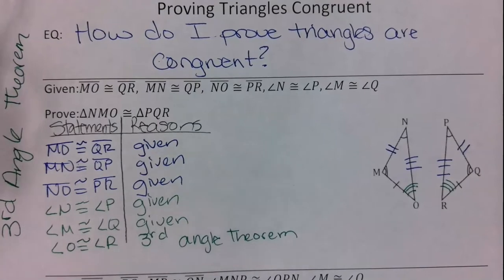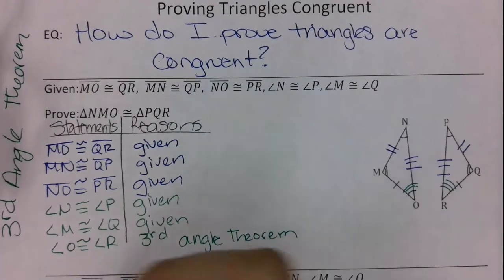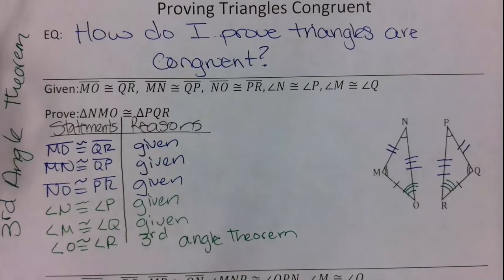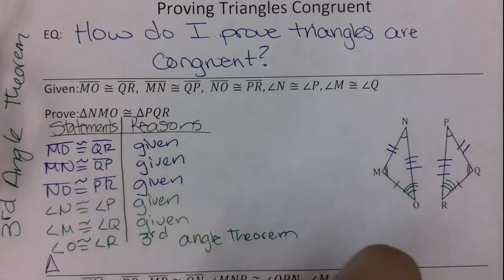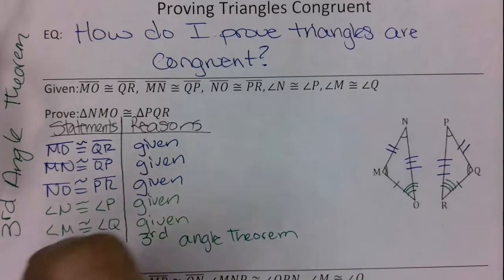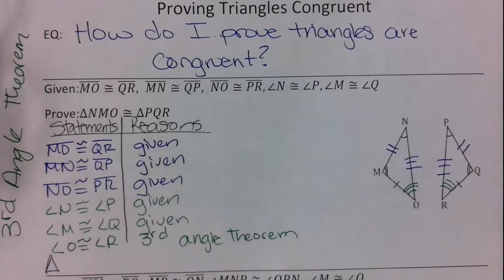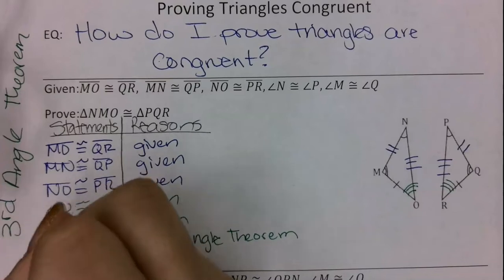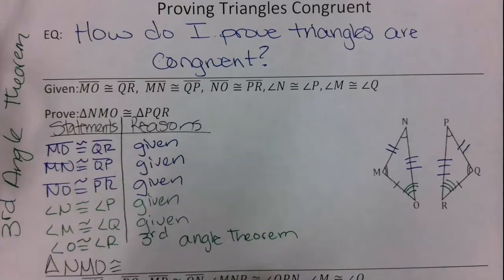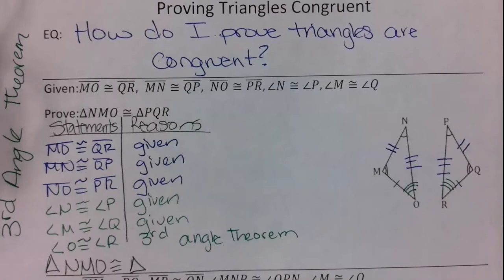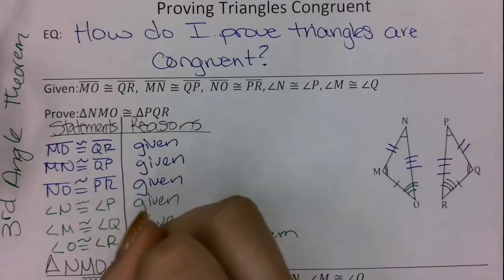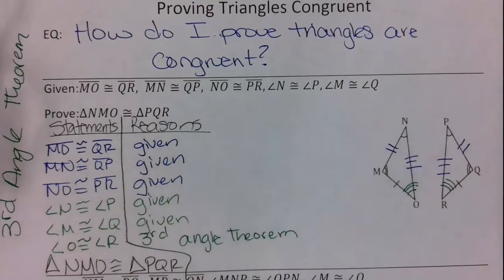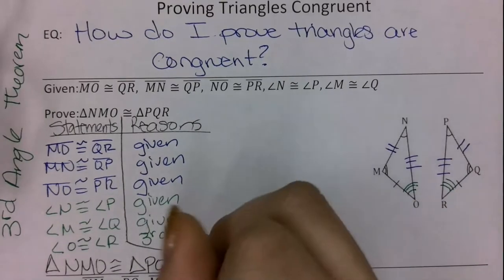Okay, and then all I have to do is my therefore. Oh no, actually not my therefore. I'm just going to write the congruent triangles. So I go from 1, 2, 3 on my angles, so NMO is congruent to 1, 2, 3 on this one, so PQR. And this is by definition of congruent triangles.